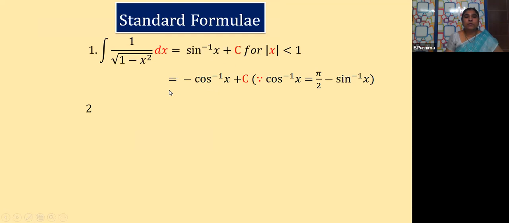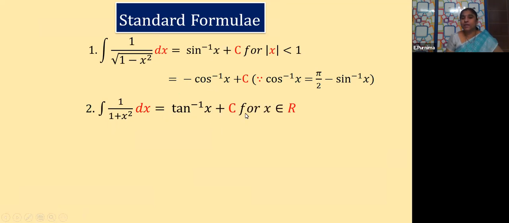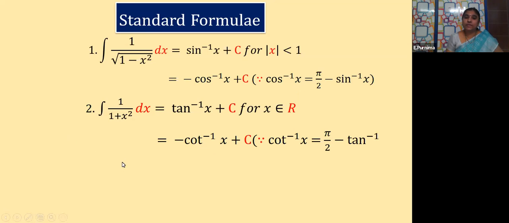Second one, what is the next formula? Integral 1 by 1 plus x square dx is equal to tan inverse of x plus c for x belongs to R. You already know it. Next, it can be written as minus cot inverse of x plus c, since cot inverse of x is equal to, again same rule what you have seen here, pi by 2 minus tan inverse of x. Clear, children?